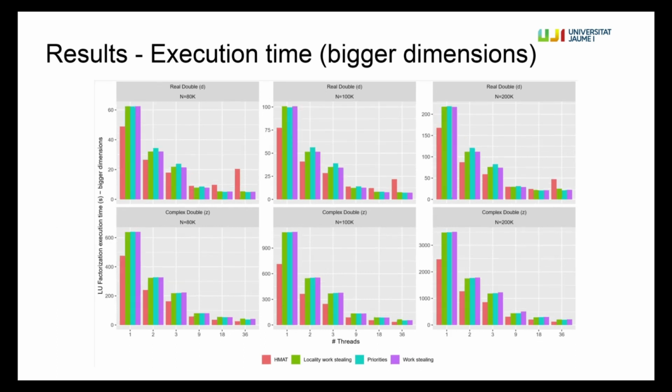If we go to bigger dimensions, we can still see that H-Chameleon is better when we use a big amount of threads in the real double scenarios. However, the behavior in the complex case is the same we were observing before. H-Chameleon is slightly slower.